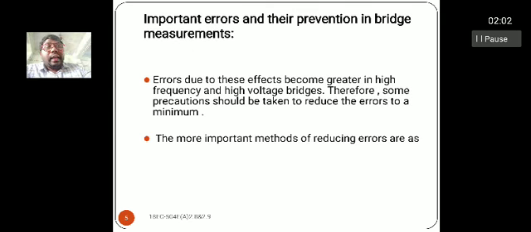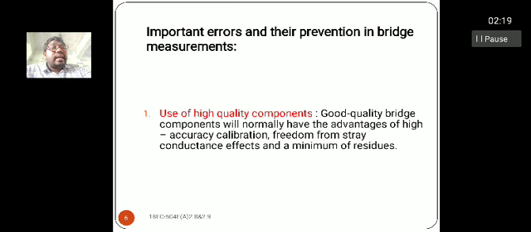And errors due to these effects become larger or greater in high frequency and high voltage bridges. Therefore, some precautions should be taken to reduce the errors to a minimum. There are important methods for reducing the errors, such as using high quality components. To prevent these errors, we are using some methods.